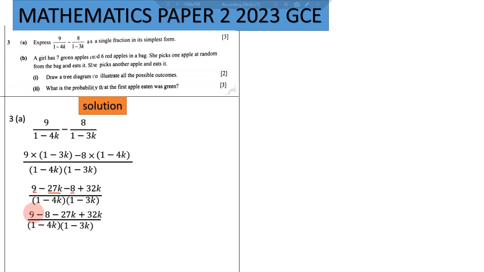From here, what is 9 minus 8? Good, that is a 1. Then negative 27k plus 32k. Different signs there, so we subtract the smaller number from the bigger number, and we take the sign of the bigger number. The bigger is 32, so we write positive. 32 minus 27 gives 5. That is done. So expressing this as a single fraction, the answer is 1 plus 5k over 1 minus 4k, and in the other bracket, 1 minus 3k.